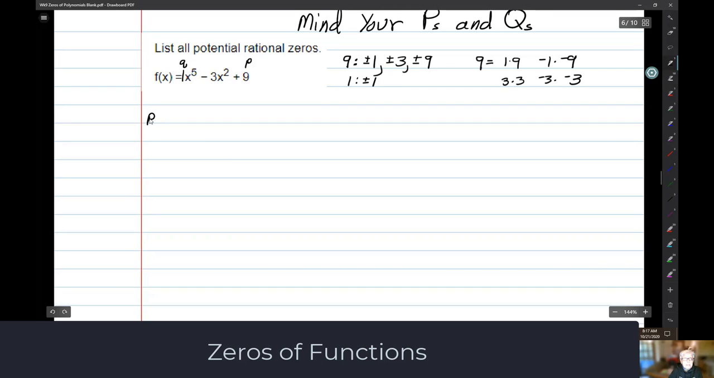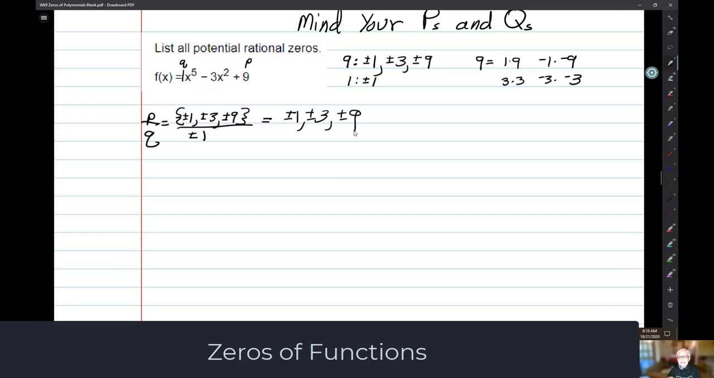To find these numbers, we say P over Q, and that means plus or minus 1, plus or minus 3, plus or minus 9, over plus or minus 1. Well, really? That's not hard. So, plus or minus 1, plus or minus 3, plus or minus 9, those are your possibilities. You have 6 possibilities for rational zeros in this problem. Five of them might be the rational zeros.